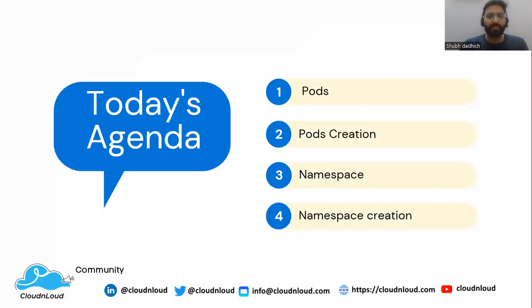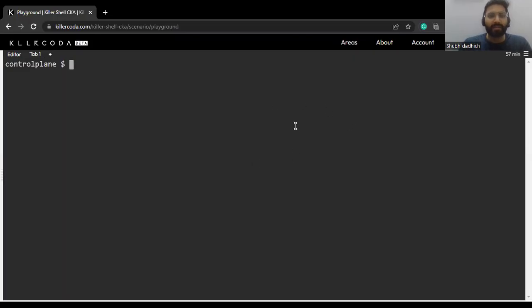So today in this video, we will see the pod creation, that is how to create a pod using a declarative way and as an imperative way. So let's get started and go to our console. So this is our console. I have already prepared one YAML file. I will show you the YAML file which I have created.